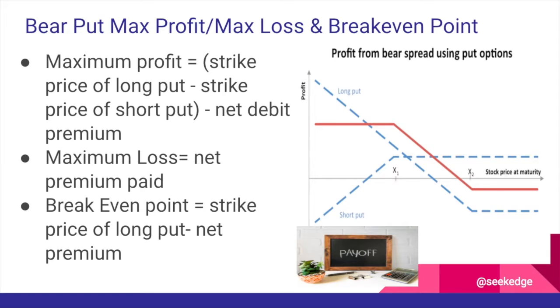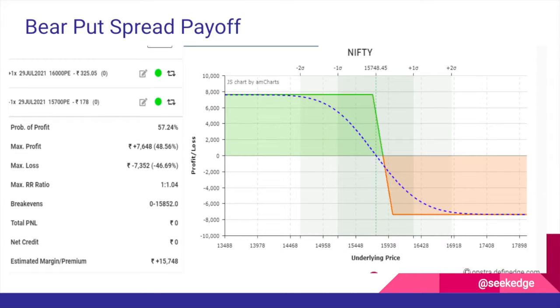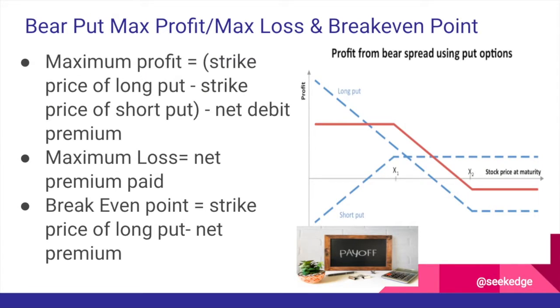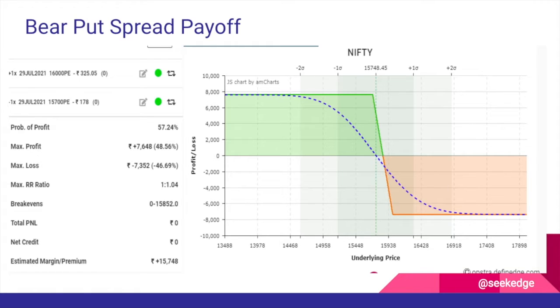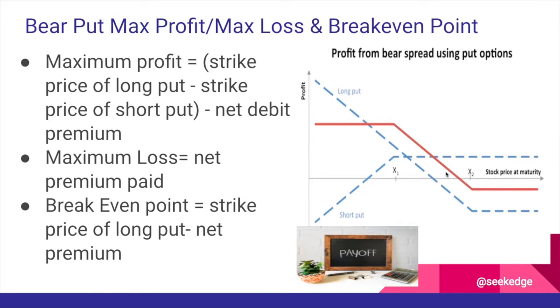Now the break-even point, how do you find it? It is the strike of the long put. What is the long put? 16,000 minus the net premium. Net premium is 325 minus 178, it comes to 150 something. So 15,852 is the point where it breaks even. If the price comes to that place, we are neither profitable nor at a loss. If the price moves back, we are profitable. If the price moves forward, we will lose, because it's a bearish strategy. So that is what the risk parameters are.